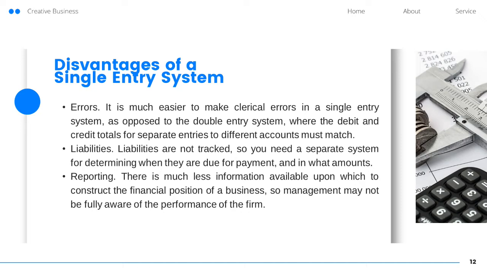Liabilities. Liabilities are not tracked, so you need a separate system for determining when they're due for payment and in what amounts. Reporting. There is much less information available upon which to construct the financial position of a business, so management may not be fully aware of the performance of the firm.